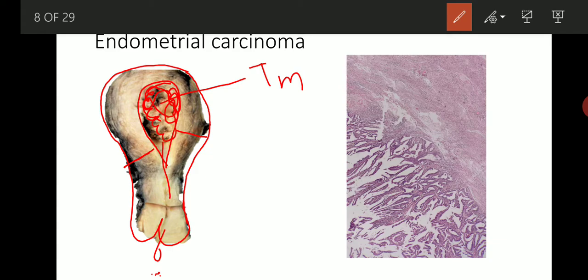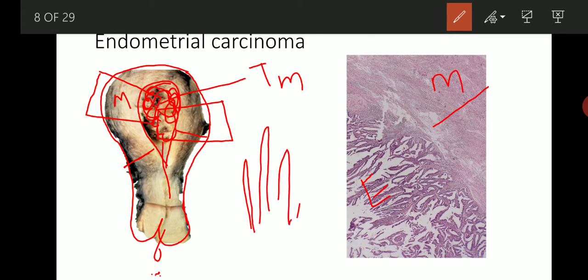The slide of this case will show you these features. Basically what we usually do is take a section like this. So this will include the myometrium and the endometrium. This part is the myometrium and this part is the endometrium, which is showing you the tumor. If you see, this tumor is showing papillae-like structures like this. Some are branched, some are not, but these are papillae. Endometrioid carcinomas are usually papillary adenocarcinomas.